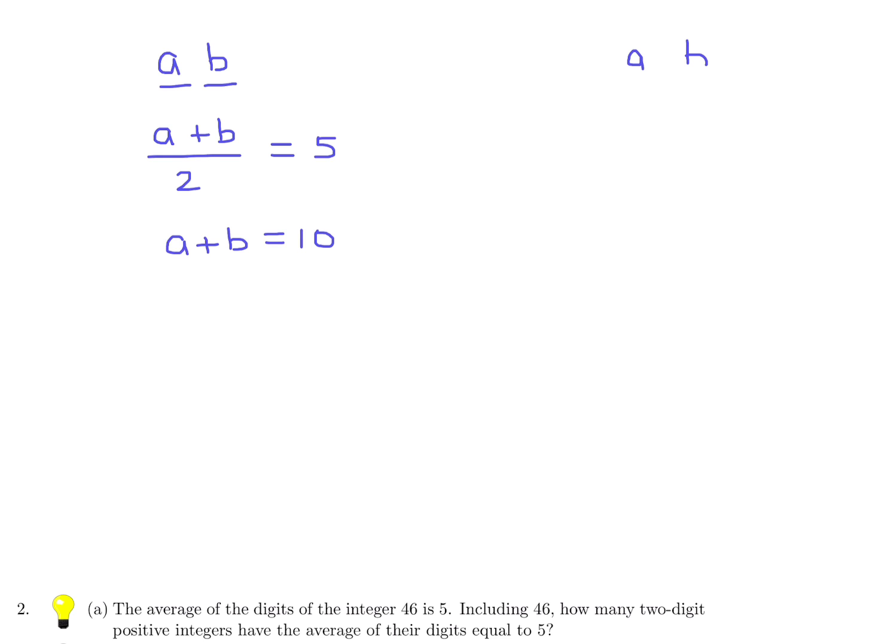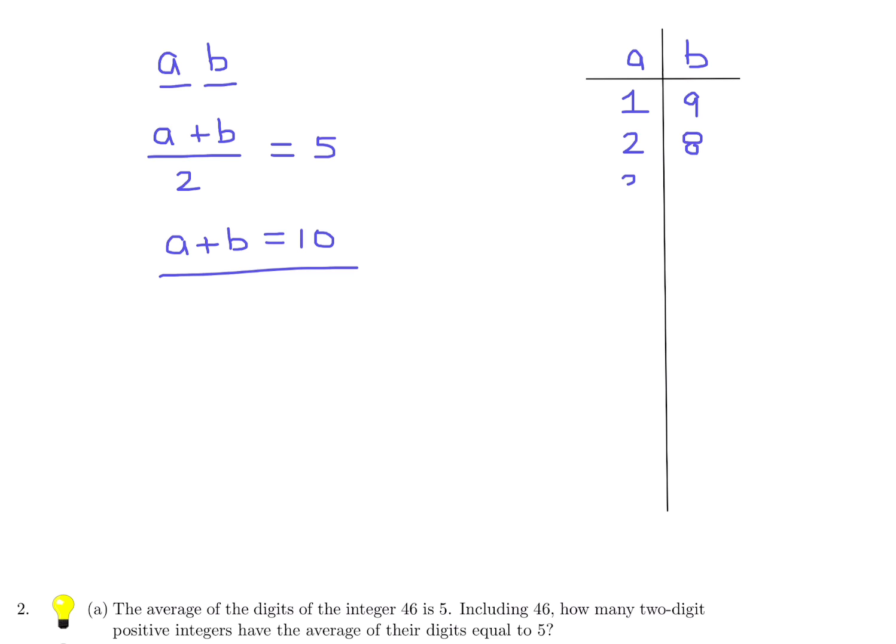All right, let's make a little table. A, B. So A cannot be 0, because if it was, it would not be a two-digit number. It would be a one-digit number. So the lowest A can be in terms of integer values is 1. If A is 1, using this rule that we've created, B must be 9. Same thing for A equals 2. You just have to use the A plus B equals 10 rule, and we'll get 8. And then you just keep on going like this.